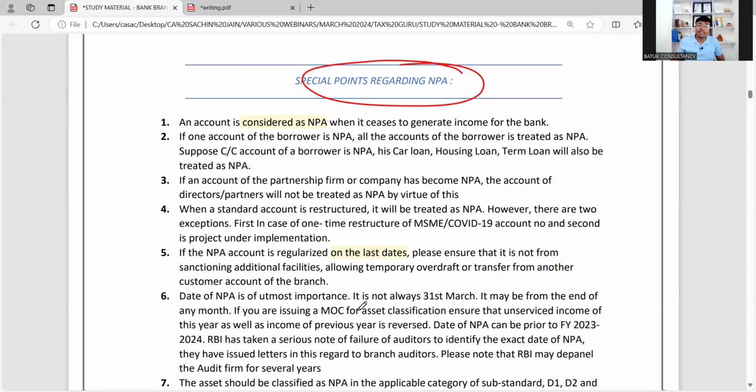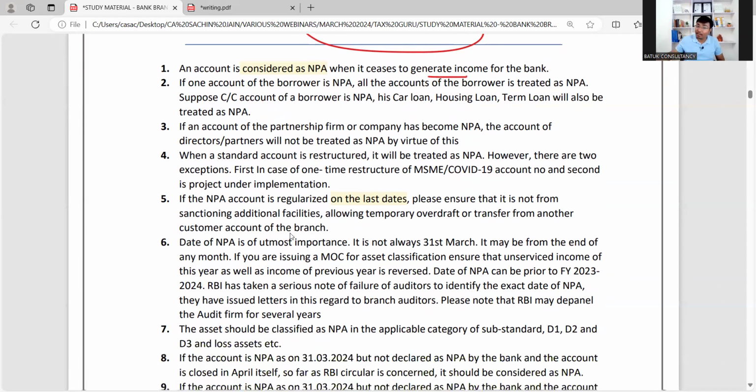Now an account is considered as NPA when it ceases to generate income. When it does not generate income, at that time we will treat that particular account as the NPA. If one account of a borrower is NPA, in that case, all other accounts will be classified as NPA. If there is a home loan and the same borrower has taken a car loan, a business loan, a term loan, in that case, if the home loan becomes NPA, all other loans will become NPA.